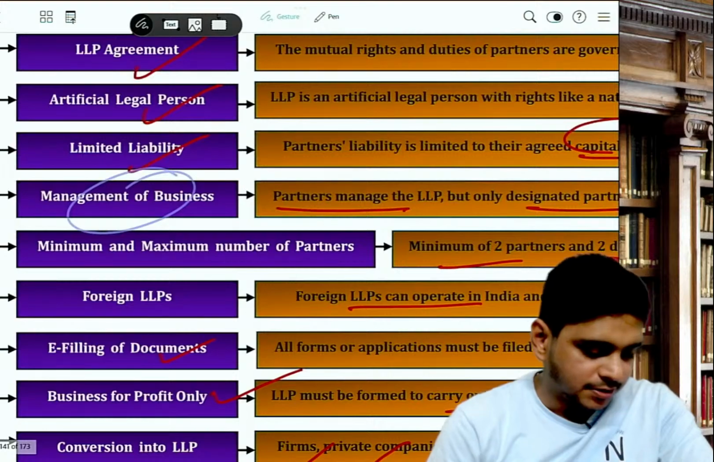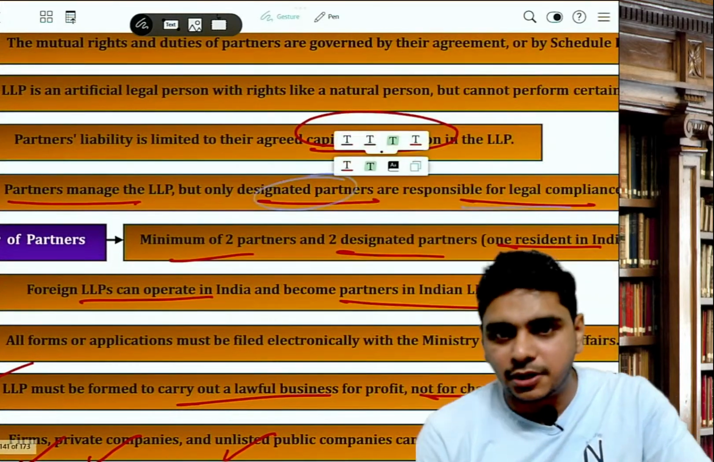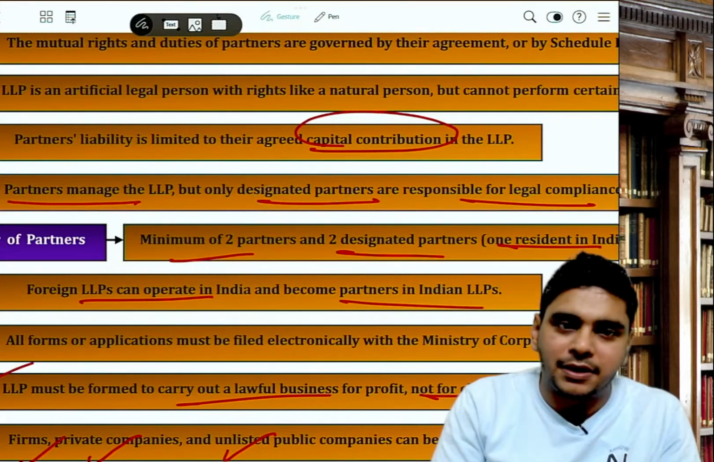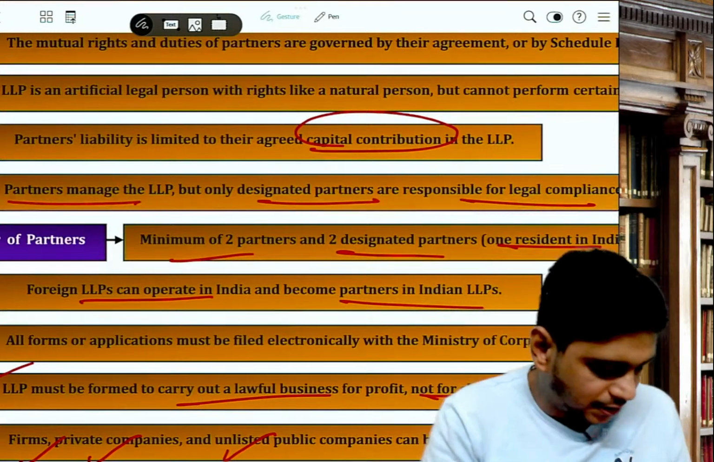Management of the business: partners manage the LLP, but only designated partners are responsible for legal compliances. So wherever they say that partners are liable to pay penalty, partner basically means designated partner. Who is liable? Designated partners are liable.